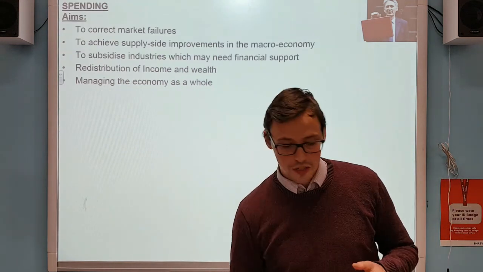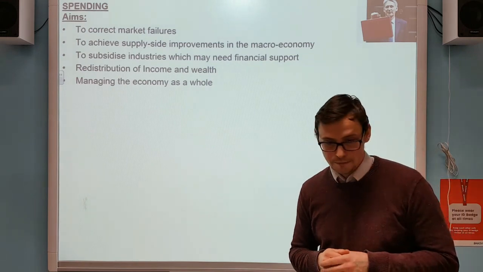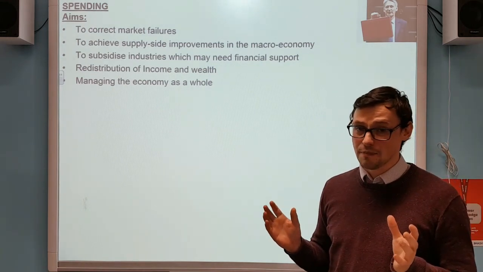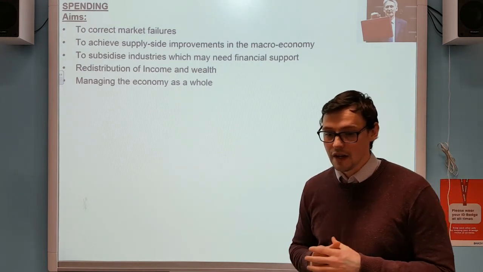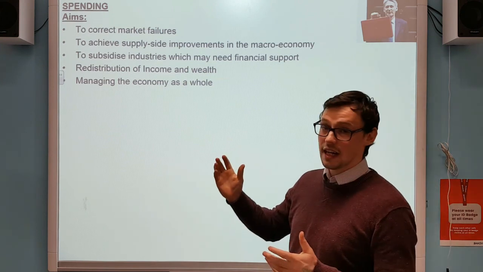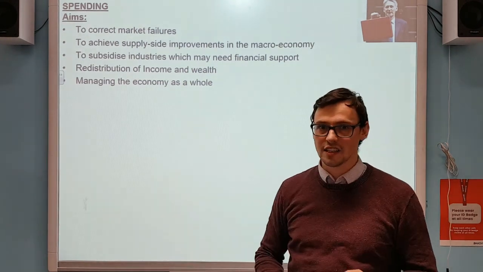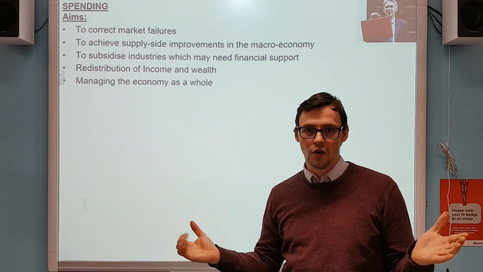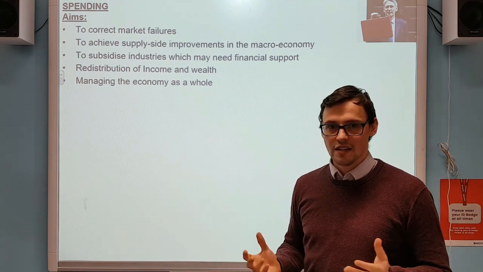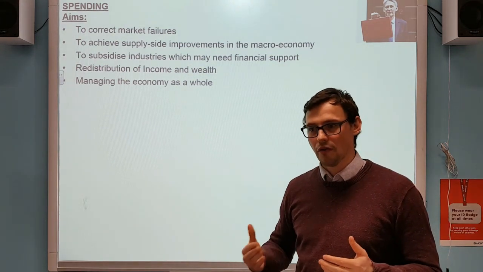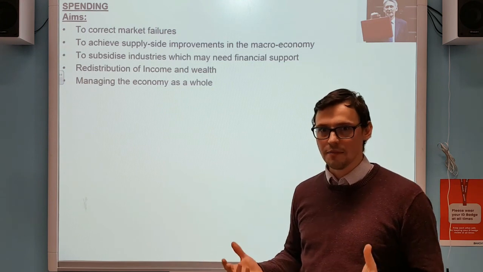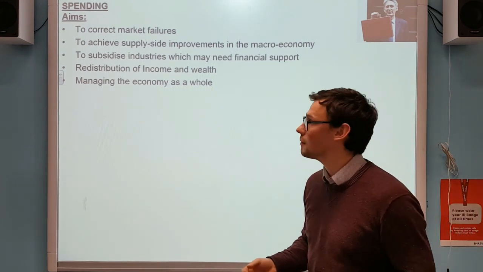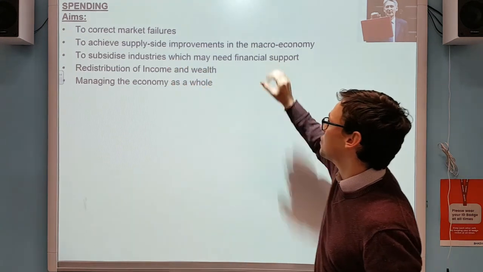Okay, so moving on to the spending part of this. Again, considering ceteris paribus throughout this video, okay? Let's look at the aims. Again, similar to taxation, correcting market failures, let's subsidise merit goods, for example, or look to make up for where private firms wouldn't provide goods and services, i.e. missing markets, public goods. So achieve supply-side improvements to the economy.